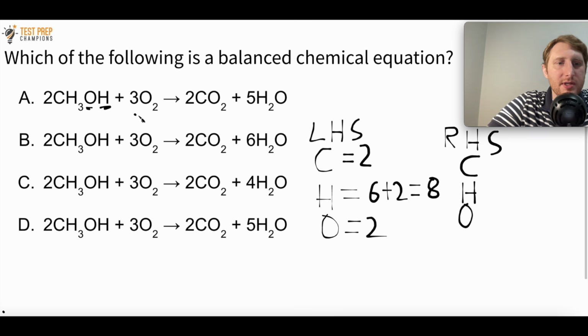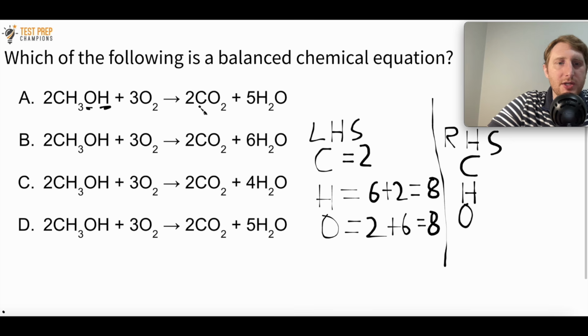I see that I have this 3O2. So I do 3 times 2, which is 6. So in total, I have 8 O's, or 8 oxygens, on the left-hand side. Okay, so now let's come over here to the right-hand side and we'll see if the numbers match.